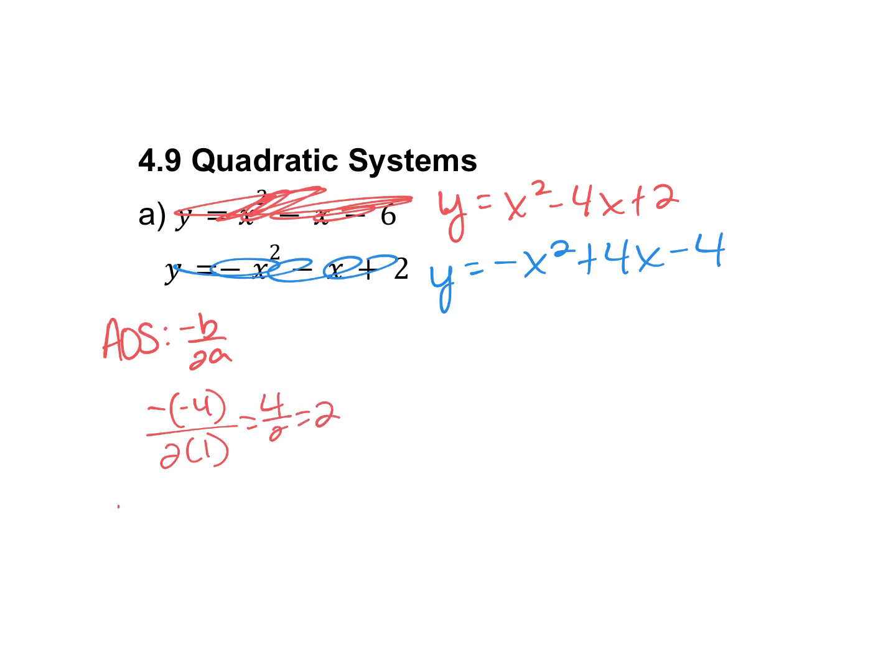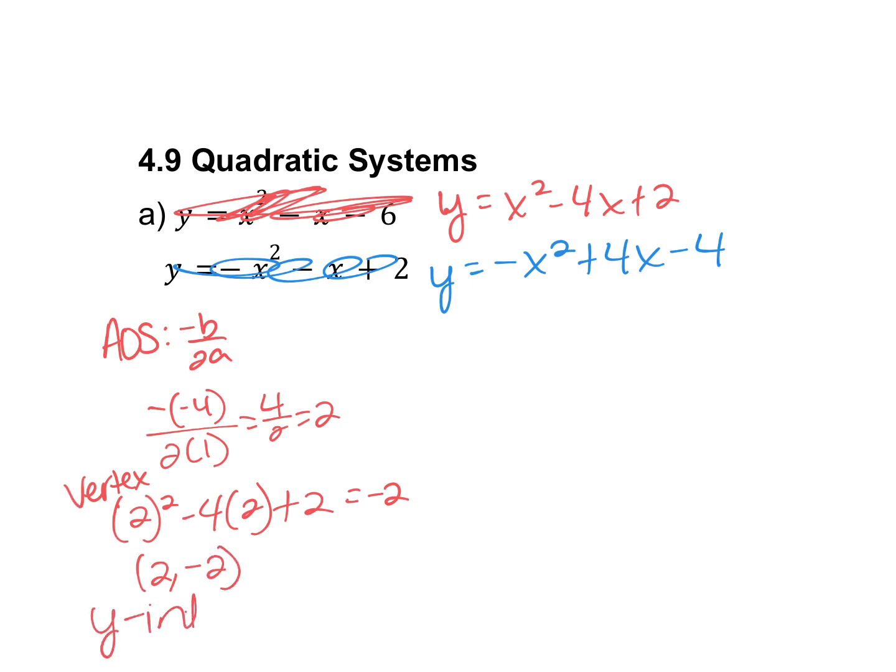And then we're going to plug that back in to the original equation. So 2 squared minus 4 times 2 plus 2. What would that be? I believe it is negative 2. So your vertex is at 2, negative 2. And then lastly, your y-intercept is at 0, c, so 0, positive 2.